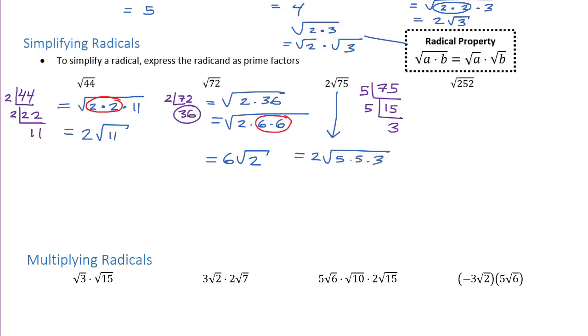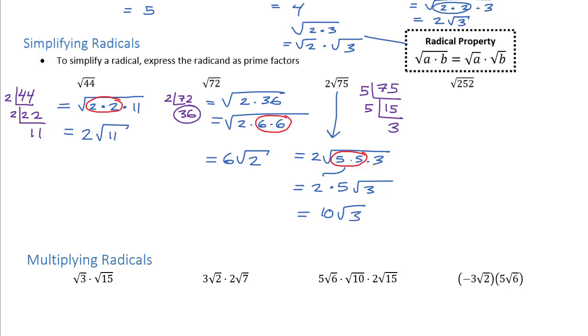So we have a pair of 5s. So to simplify it, we're going to say, all right, what's the square root of 5 times 5? That's the square root of 25. It's 5. So we pull out that pair and we just make it into a 5. And what's left underneath is the 3. And then we multiply the numbers out front. 2 times 5 is 10, 10 root 3.